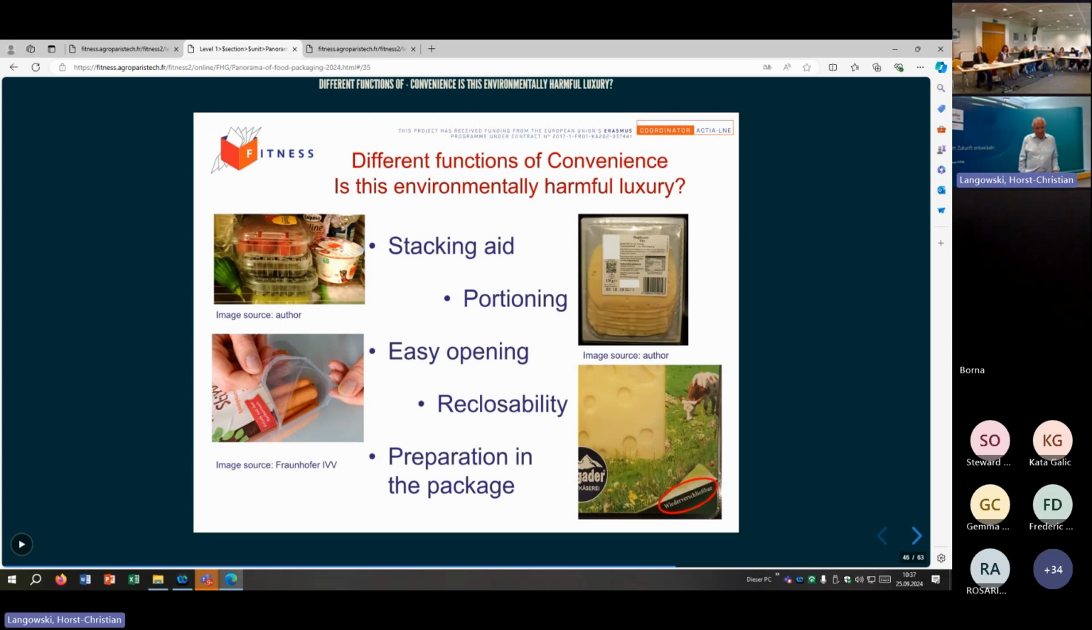Okay, the next point is convenience. And many people think that convenience is a luxury. For instance, if you have sliced cheese in a convenience package that can be also reclosed, this is the point here. Does this really help? It helps the consumer to have less activity. That's one thing. But the other thing is that it helps also to reduce food losses.